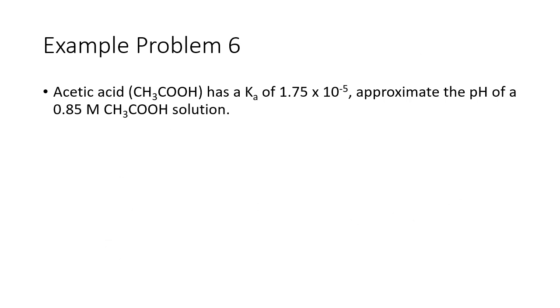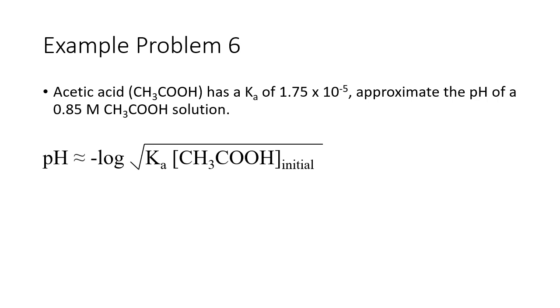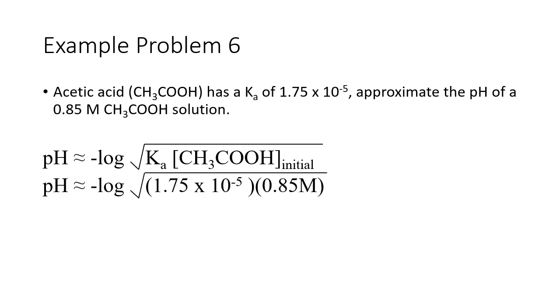Let's look at an example problem. Example problem 6 says acetic acid has a Ka of 1.75 times 10 to the minus 5. Approximate the pH of a 0.85 molar acetic acid solution. We'll start by writing down our derived equation of pH is approximately the negative log of the square root of Ka times the initial acetic acid concentration. We'll plug in what we know to get pH is approximately the negative log of the square root of 1.75 times 10 to the minus 5 multiplied by 0.85 molar.